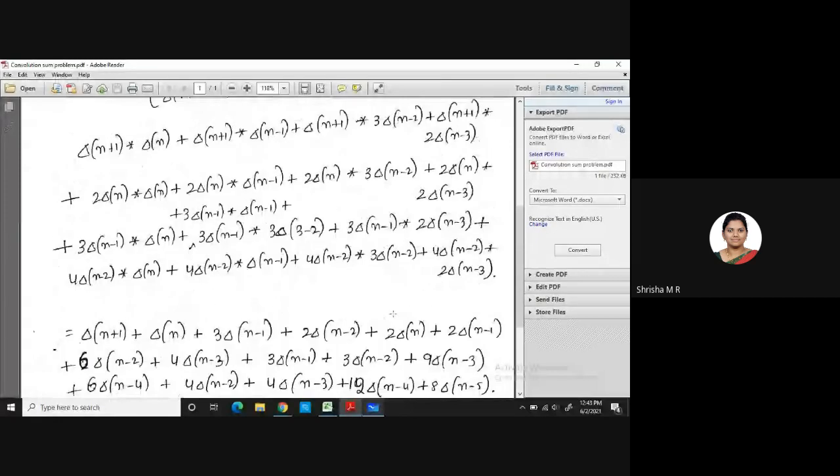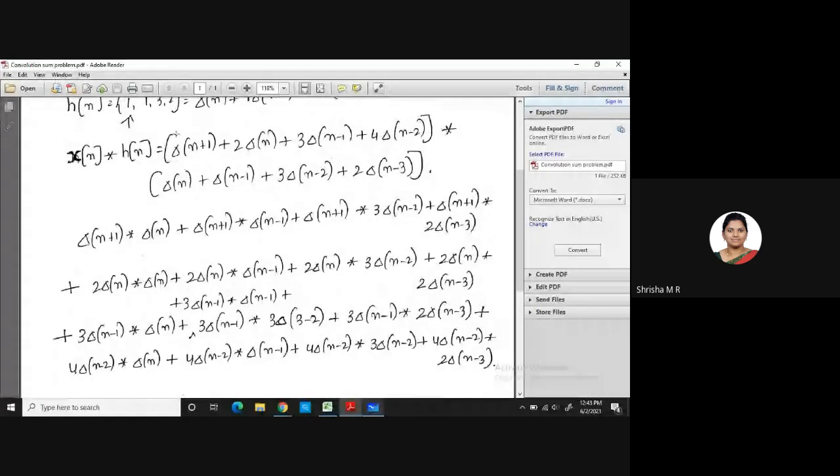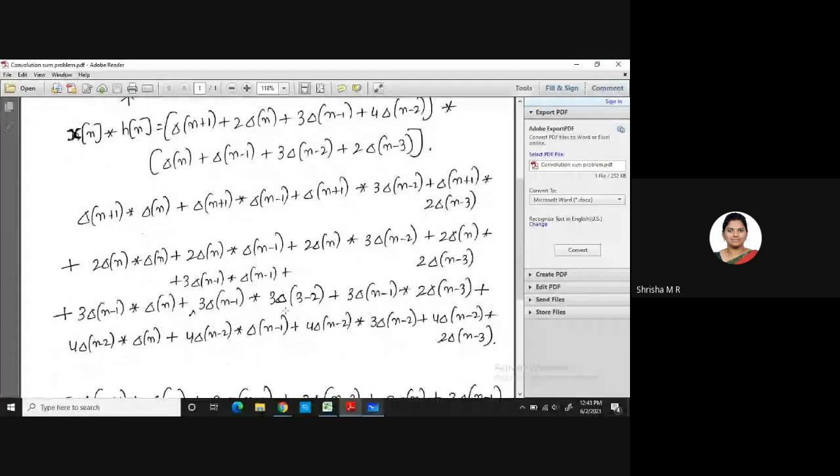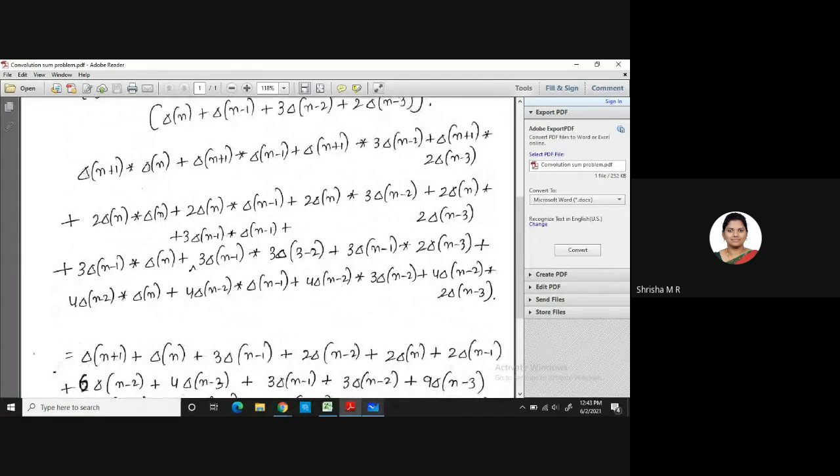See, you understood how to write these things, right? We are convolving each term with all the terms. That is understood. Now you use that property that I showed you. What is that property? If you convolve two sequences, then the resultant would be the summation of the delays. You have delta n plus 1 convolved with delta n. So that would be delta of n plus 1 plus 0, so delta of n plus 1 only.